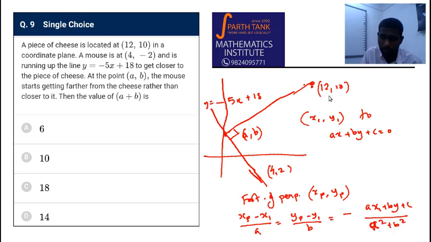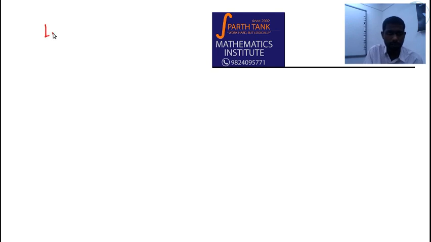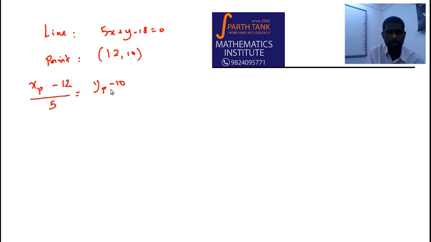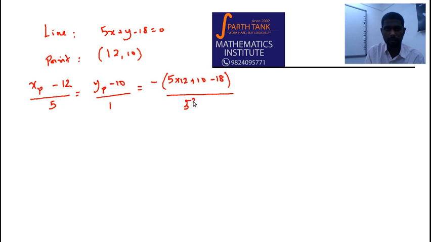Okay, so here I have a point and I have the line also. The line can be rewritten as 5x + y - 18 = 0. So I have a point and a line. The line is 5x + y - 18 = 0, and the point is (12, 10). Therefore, I can write the foot of the perpendicular as (xp - 12)/5 = (yp - 10)/1 = -(5 into 12 + 10 - 18)/(5² + 1²).